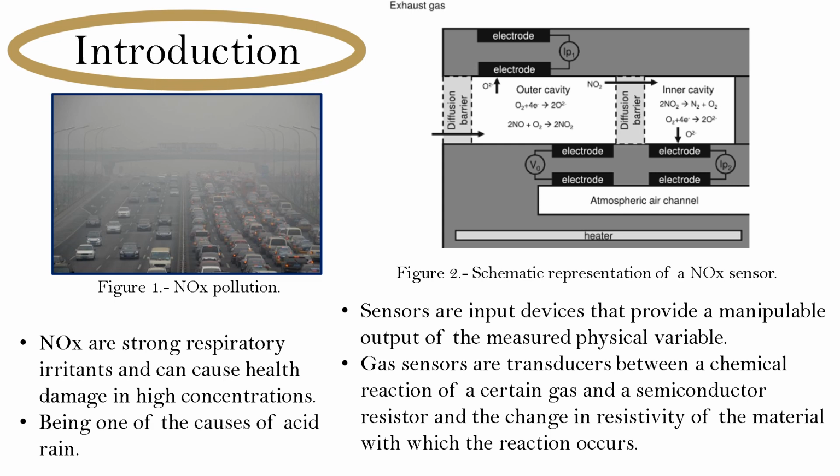To measure this, so-called NOx sensors are used, the sensor being the input device that provides a manipulable output of the measured physical variable. Gas sensors work through a chemical reaction between a certain gas and a semiconductor resistor, and the change in the resistivity of the material with which the reaction occurs.